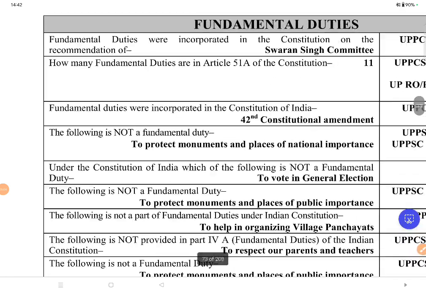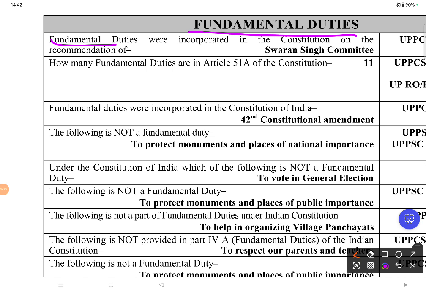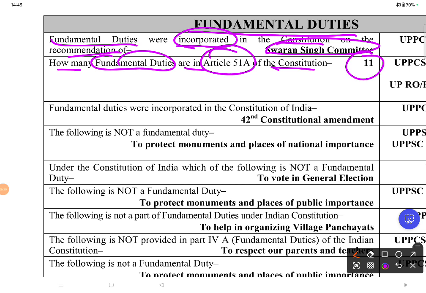Move on to the next chapter, that is fundamental duties. Fundamental duties were incorporated in the Constitution on the recommendation of Swarna Singh Committee. How many fundamental duties are in Article 51A of the Constitution? 11. Fundamental duties were incorporated in the Constitution of India, 42nd Constitutional Amendment.